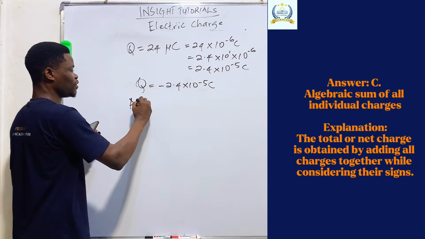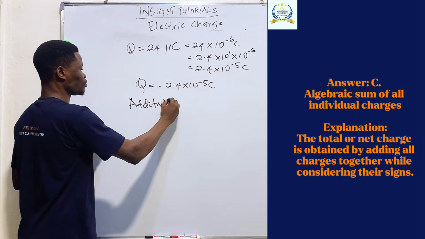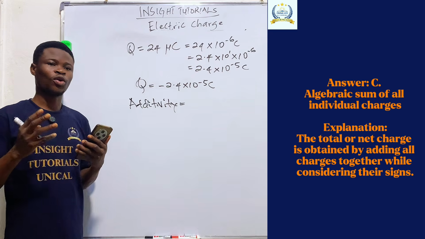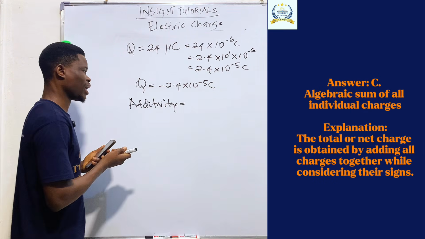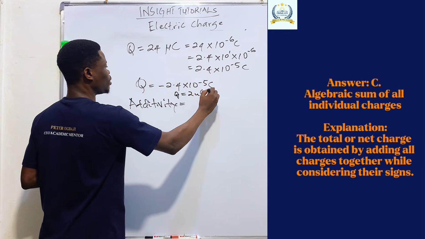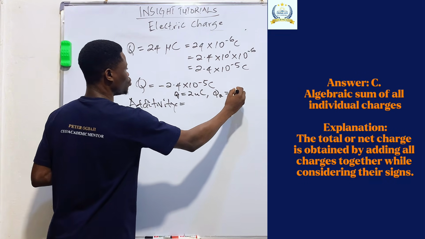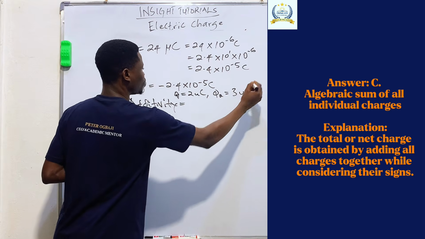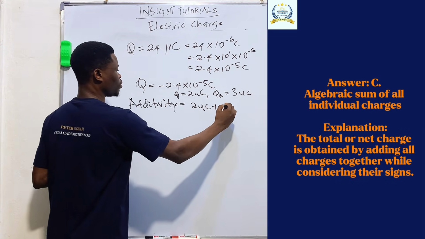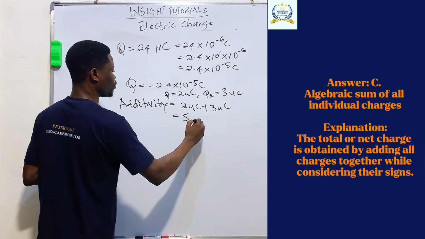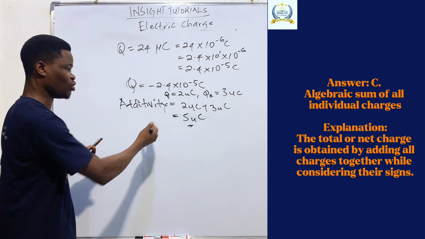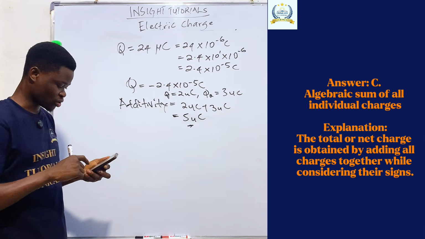The law of additivity is simply the algebraic sum of the individual charges. So if we have Q1 equals 2 microcoulomb, and let's say Q2 equals 3 microcoulomb, the additivity is simply the addition of the 2 microcoulomb plus the 3 microcoulomb, which will give us 5 microcoulomb. Except, of course, you're told to write it in coulomb and then you know the conversion to do. So that's the correct option.